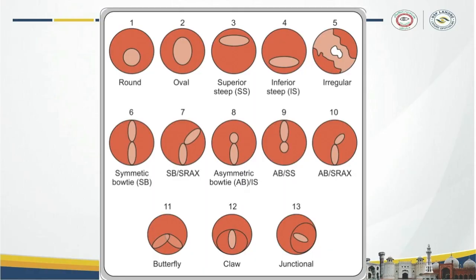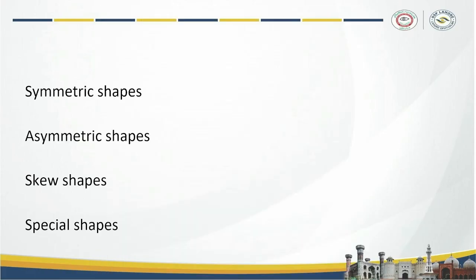And these are the various shapes we see on the axial curvature map. They may be symmetric or asymmetric. There may be inferior steepening or superior steepening and a skewed radial axis. So there are various types of shapes, symmetric and asymmetric. These have their own significance when we're studying pathology. One example is the butterfly shape pattern, which is seen in pellucid marginal degeneration.